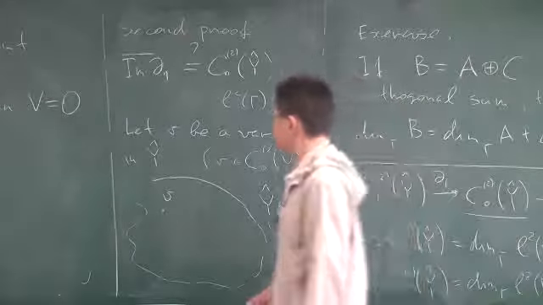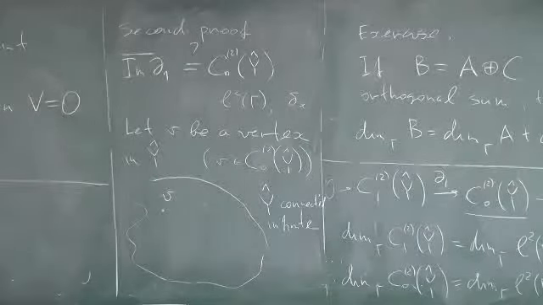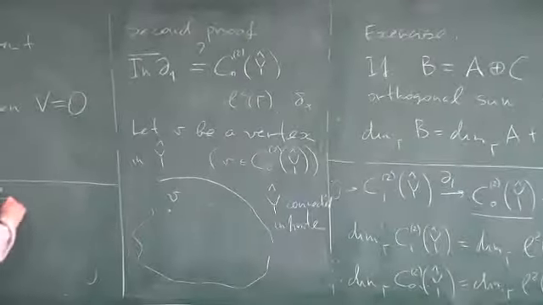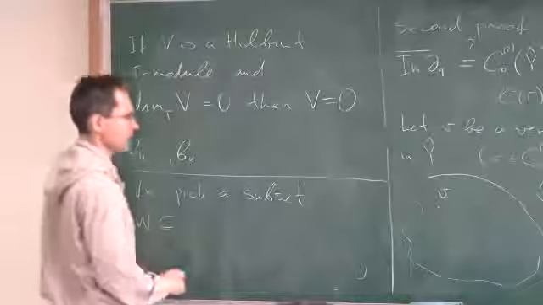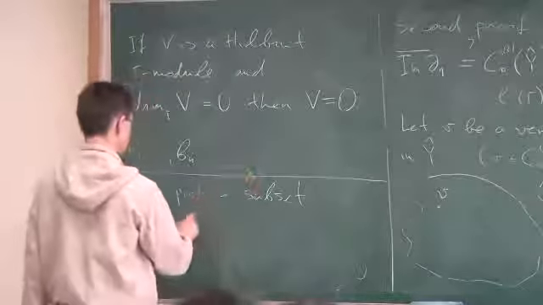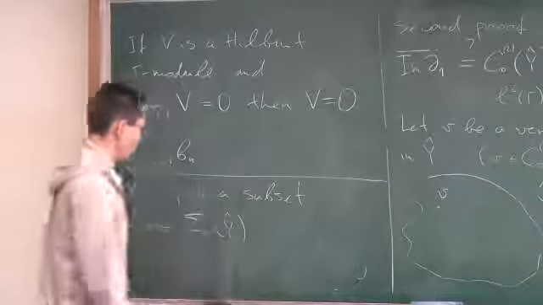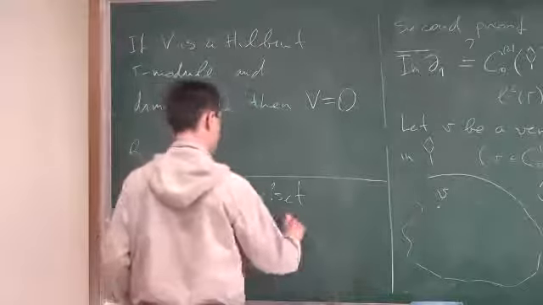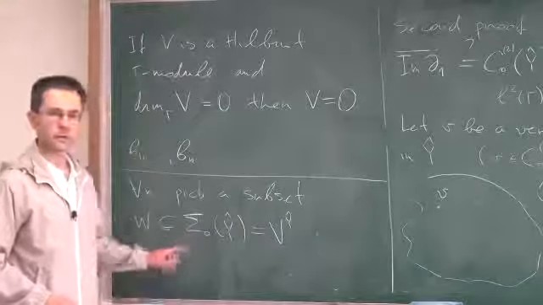Since it's infinite, then for any n, pick a subset W into the set of vertices, into sigma naught of y hat. So that's the same thing as what we called V of y hat, the set of vertices in y hat. 0-dimensional cells are the same thing.